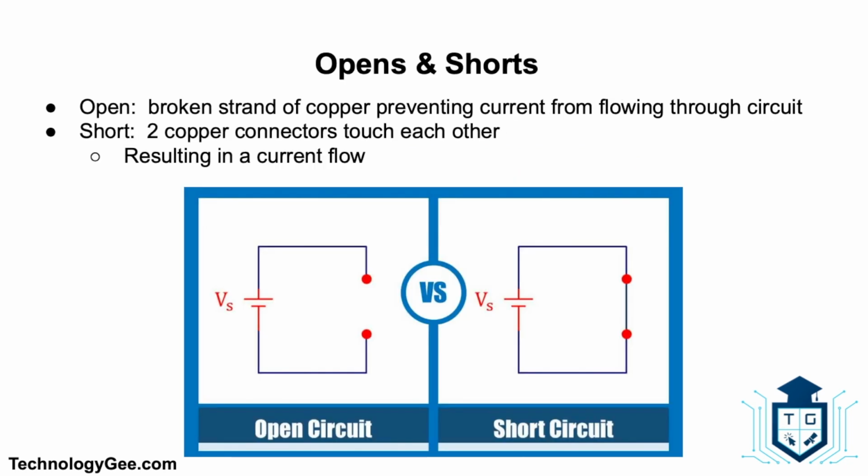Next, let's talk about opens and shorts. So an open is a broken strand of copper preventing current from flowing through a circuit. However, a short occurs when two copper connectors touch each other, resulting in current flowing through that short rather than the attached electrical circuit because the short has lower resistance.